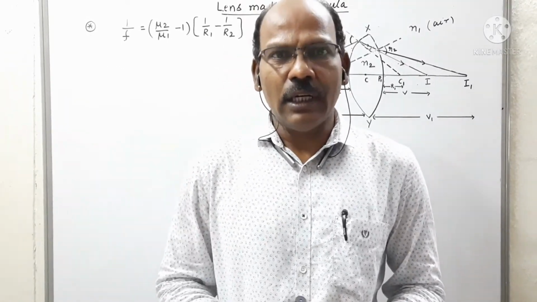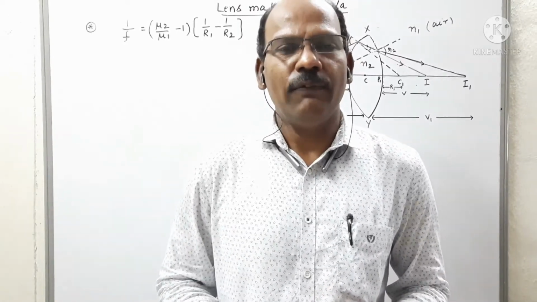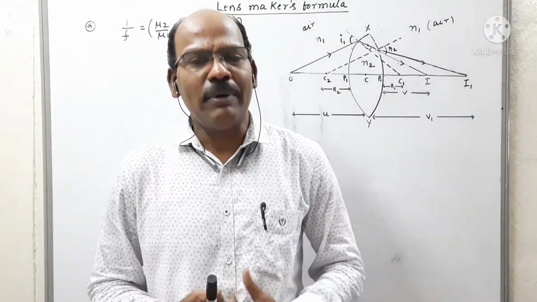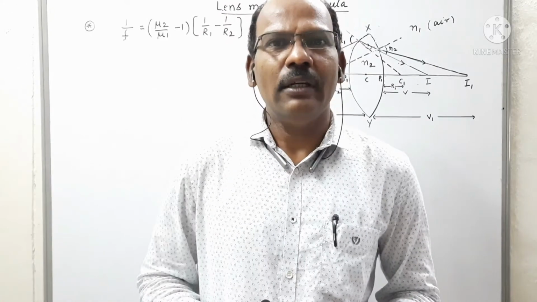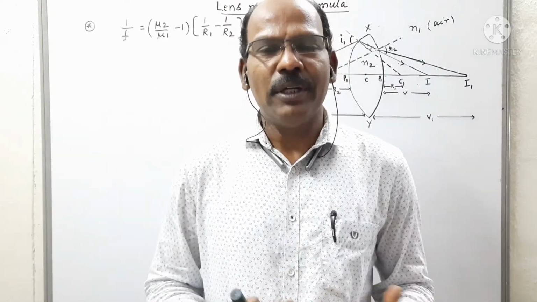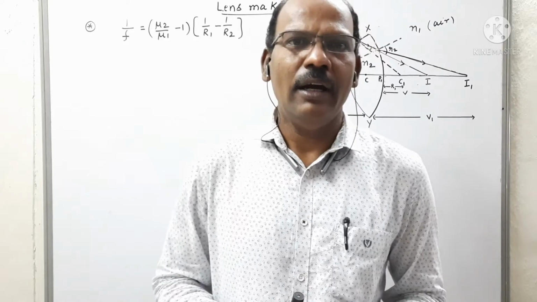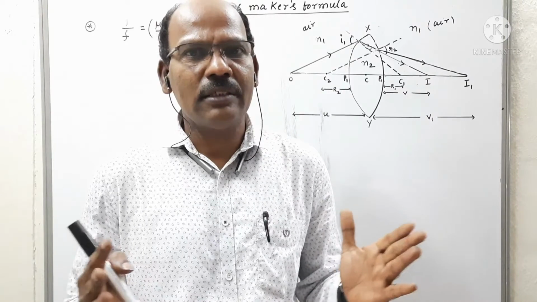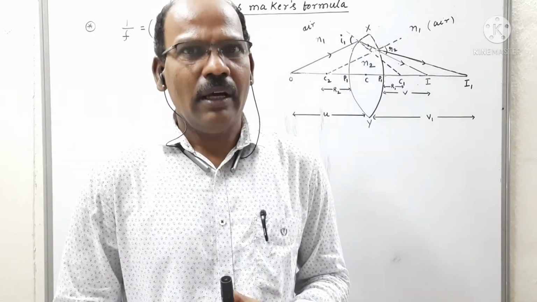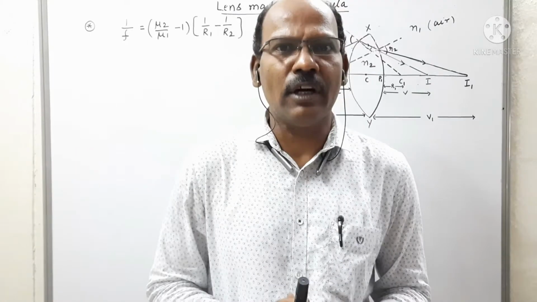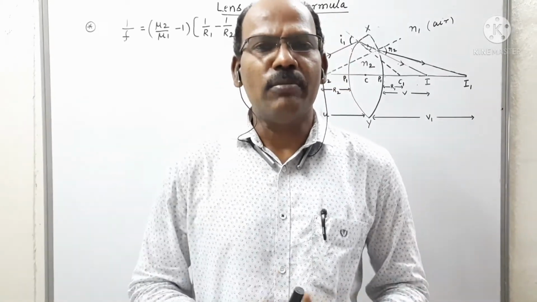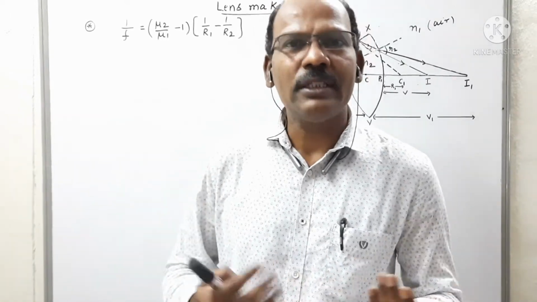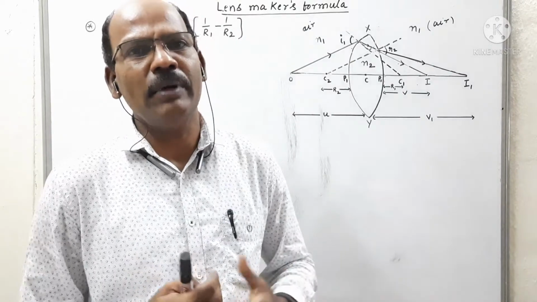In this class, I would like to teach the important formula which is Lensmaker's formula. What is its mathematical equation? What are the important applications based on Lensmaker's formula, and we can also derive the relation when the two lenses are combined together. And what is the equivalent focal length of the combination of lenses and the combination of power of the lenses? First, we observe what is the mathematical equation for Lensmaker's formula.